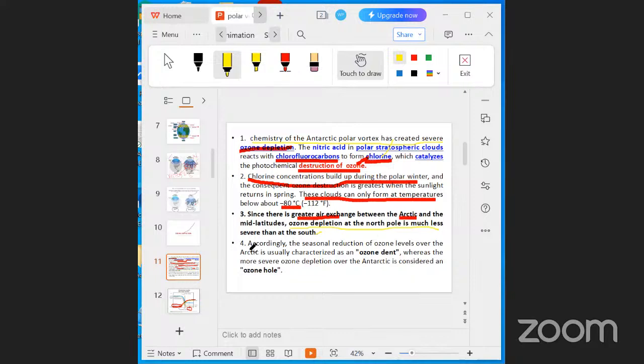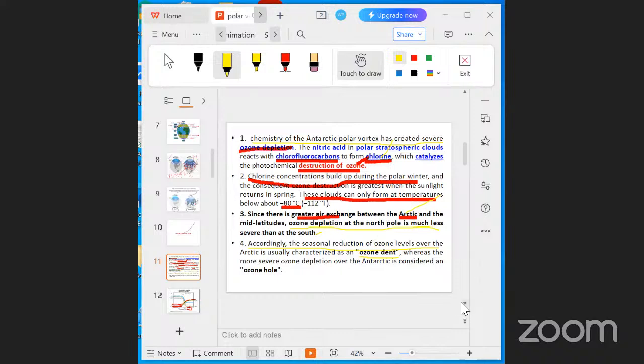Right? So accordingly, the seasonal reduction of ozone level over the Arctic is usually called an ozone dent. Remember there are two terms. In the southern hemisphere, in the Antarctica belt, it is called the ozone hole, because it is larger, while in the northern hemisphere or the Arctic belt it is just called a dent, or ozone dent. So that is in the main region. Now you remember how this polar vortex phenomenon is also related to ozone depletion, and that is another important point. It's important, its creation.